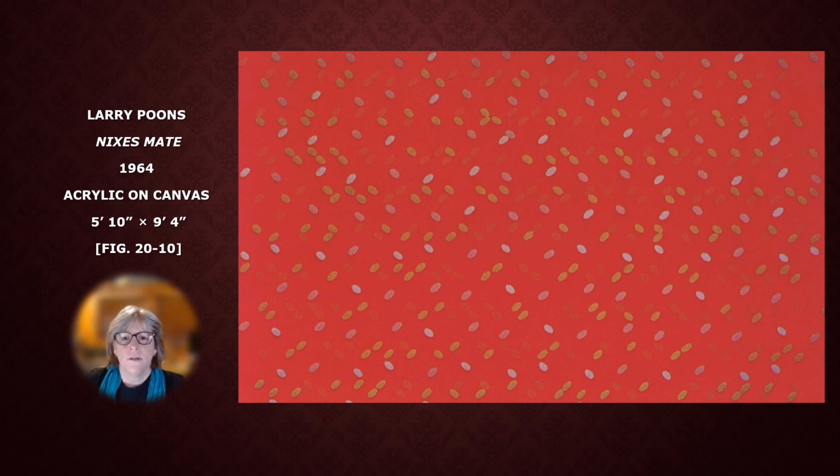Poons liked to work large so that the painting would envelop the visual field of the viewer, meaning that when the viewer was standing in front of the painting, it would be the only thing the viewer would see. This way, the viewer would get the full effect of his optical creations.